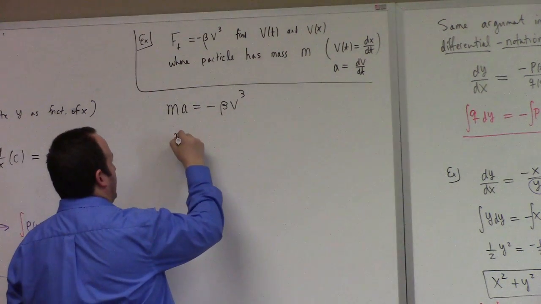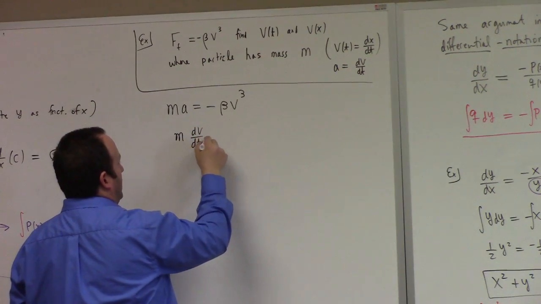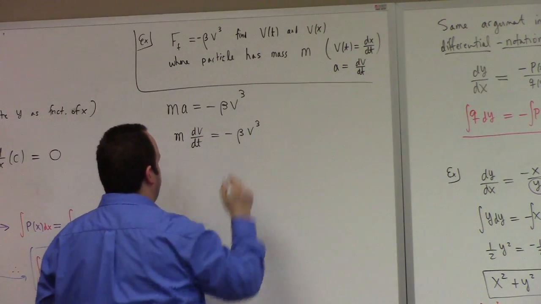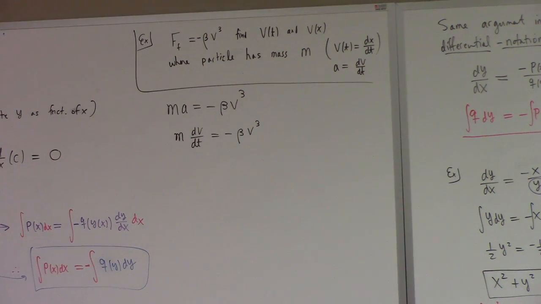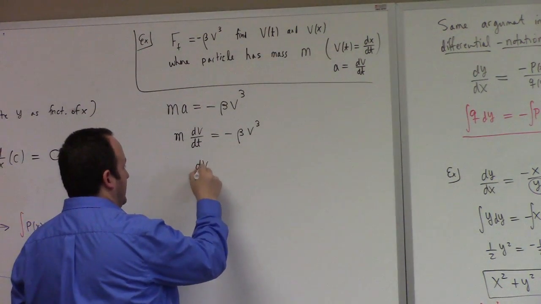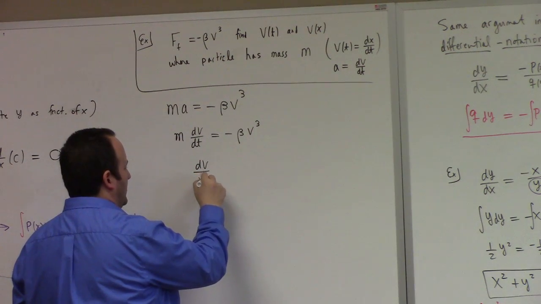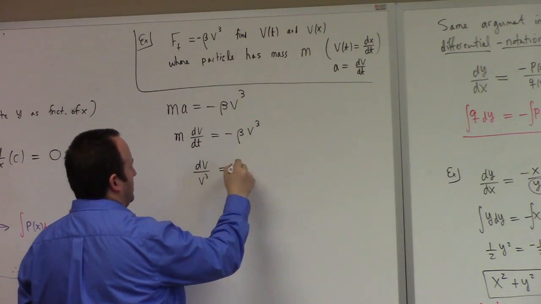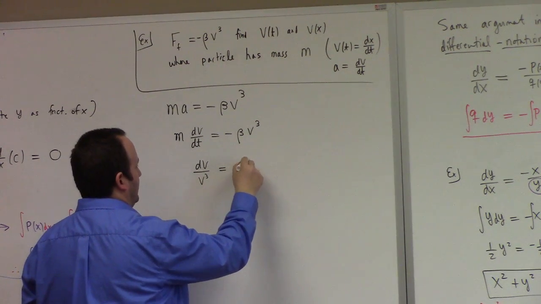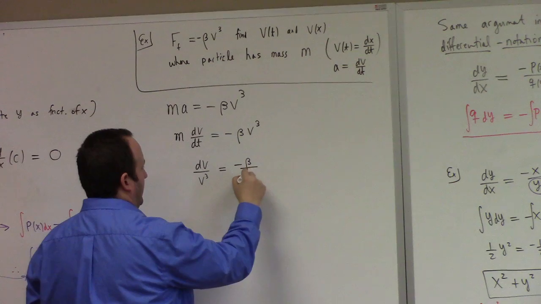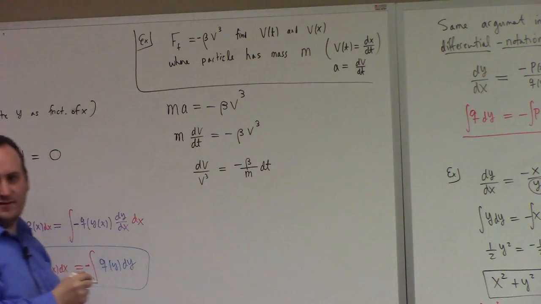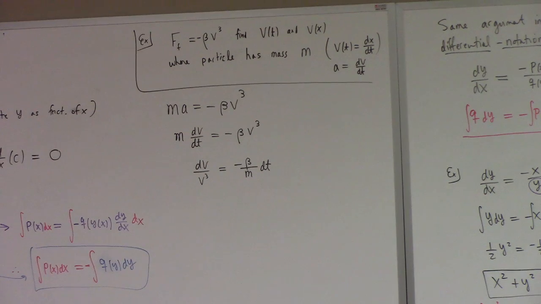And so what we have here is we've got m dv dt is equal to minus beta v cubed. Well, that's a differential equation. In fact, that's a separable differential equation. So what I can do is I can put all the v's on one side and all the t's on the other side, and that will get me dv over v cubed is equal to minus beta over m dt. What have I done? I hear there's something amiss. No? Okay. What's that?